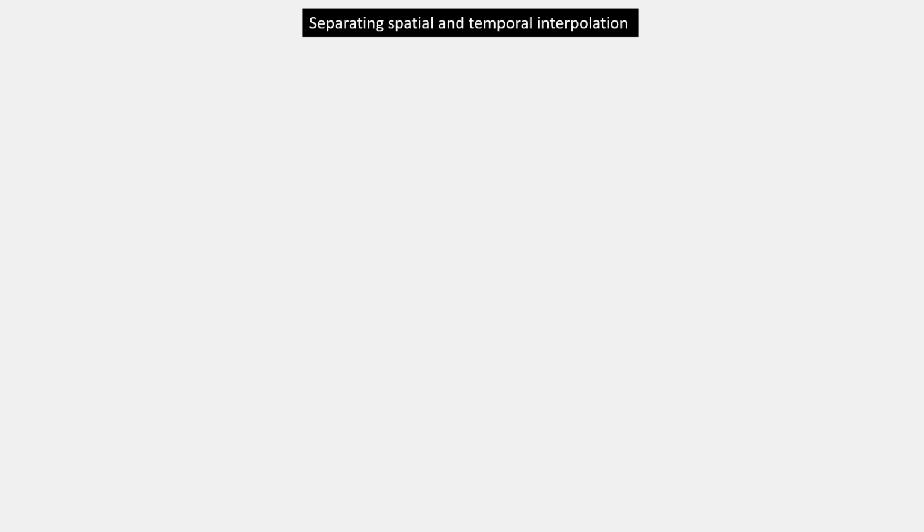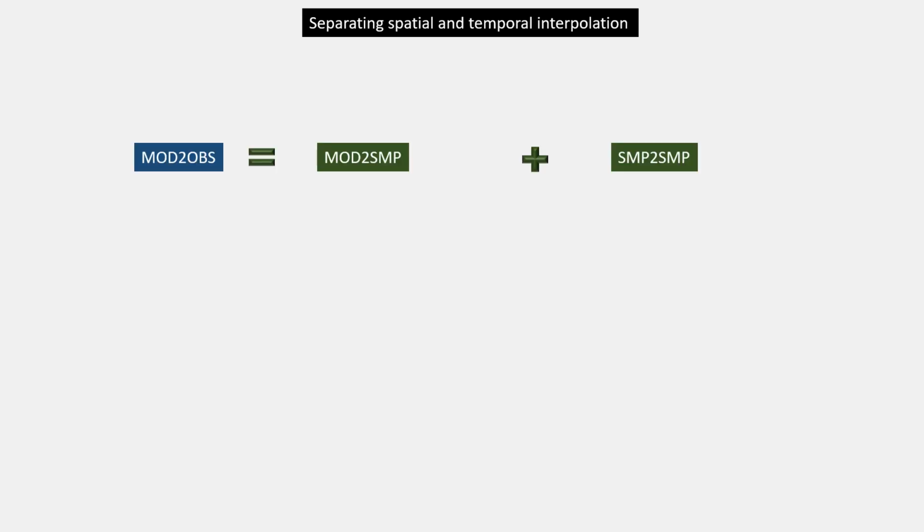So as we've just been talking about, mod to obs undertakes both spatial and temporal interpolation, and in doing this it actually performs the role of two other programs, mod to samp and samp to samp. So here's mod to obs undertaking spatial and temporal interpolation; mod to samp undertakes just spatial interpolation; samp to samp undertakes time interpolation.